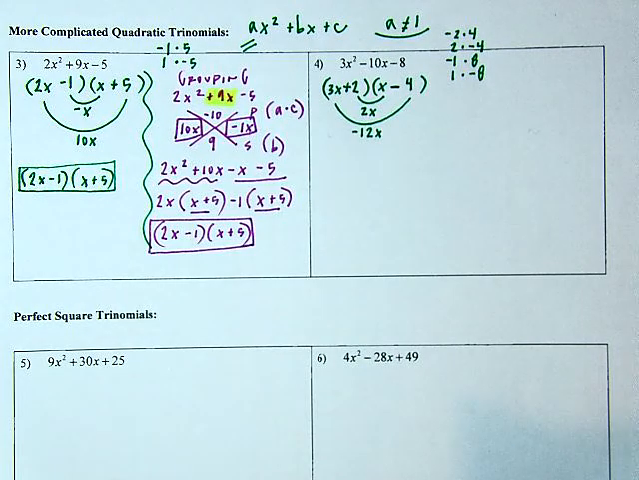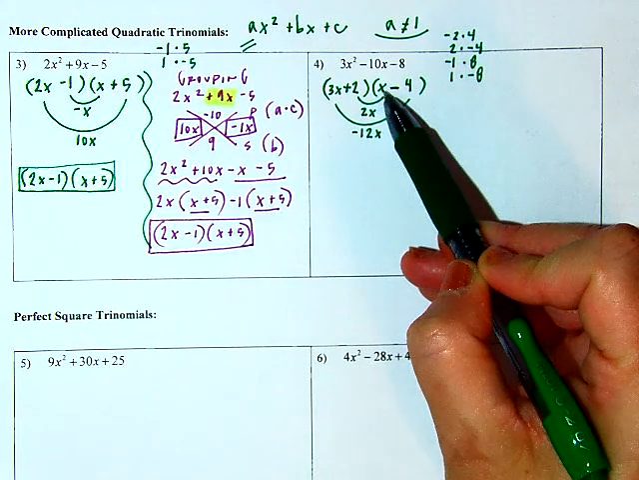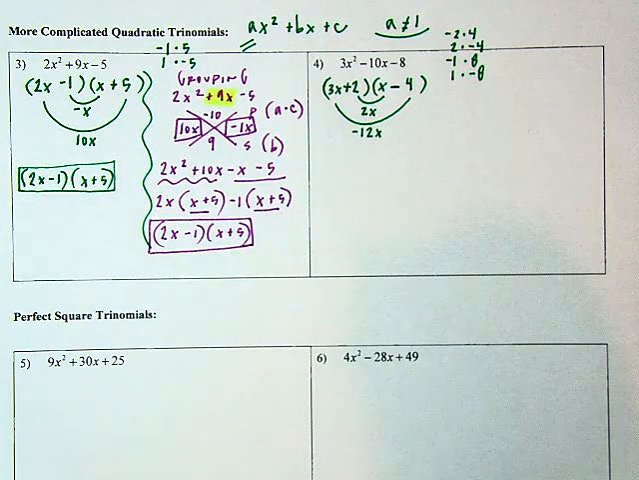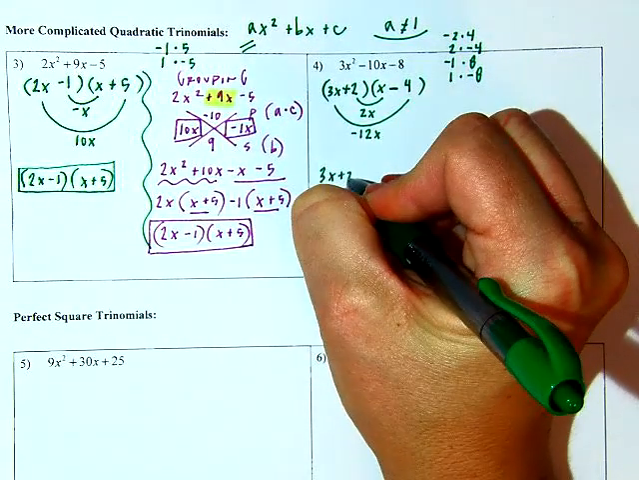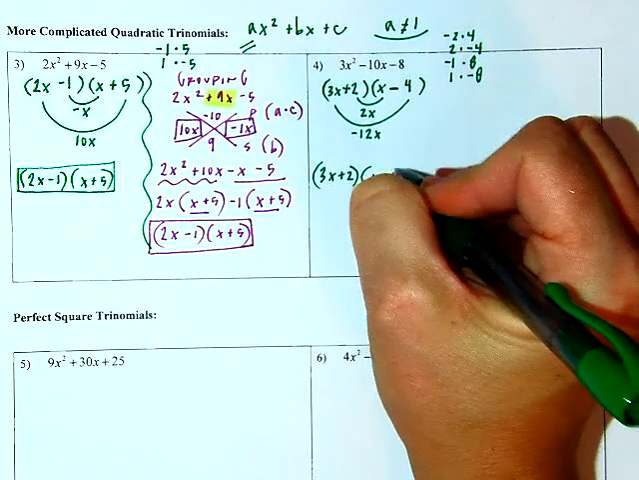So if I look at that just one more time, this would be negative 12x, this would be positive 2x, that would get me back to that negative 10x in the middle. So my factors have to be x squared plus 2 times x minus 4.